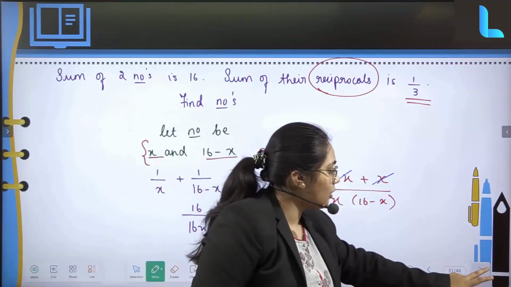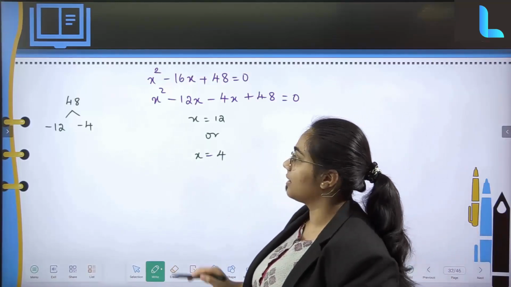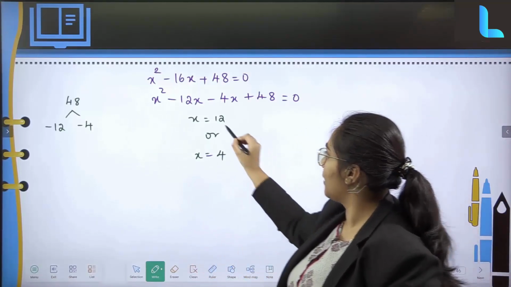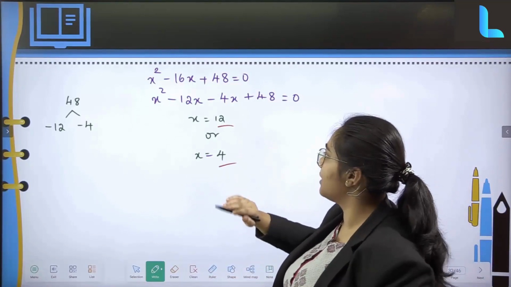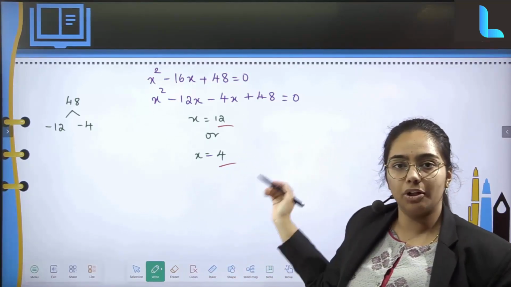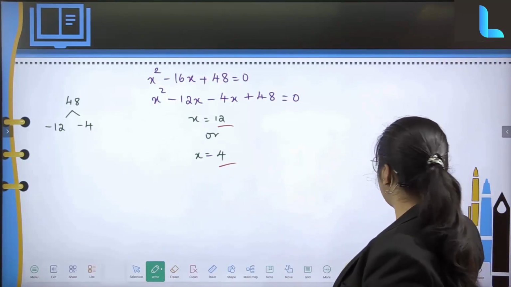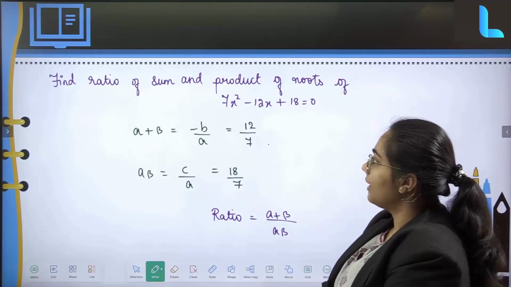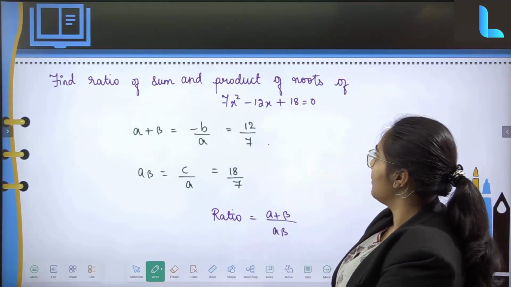So the next thing is you have to solve for that equation and you'll be getting the value of x. So it has to be two numbers. If you consider the first number as 12, the other number is going to be 4. If you consider the first number to be 4, the other number is going to be equal to 12. Right.